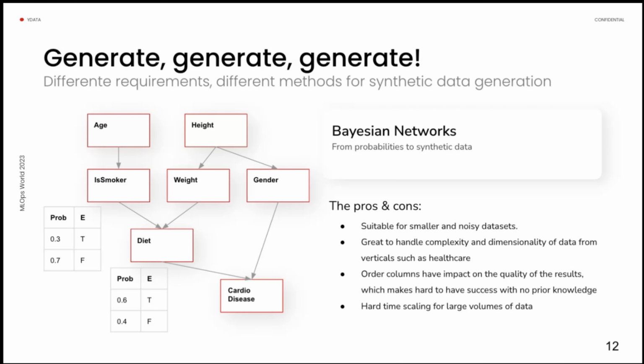Nevertheless, they have some cons. They are highly impacted by the order of your data or even the type of sequences that you have in your text, which makes them very hard to succeed with no prior knowledge on the business or on how the data behaves actually. And well, they have quite a hard time as well at scaling for larger volumes of data.